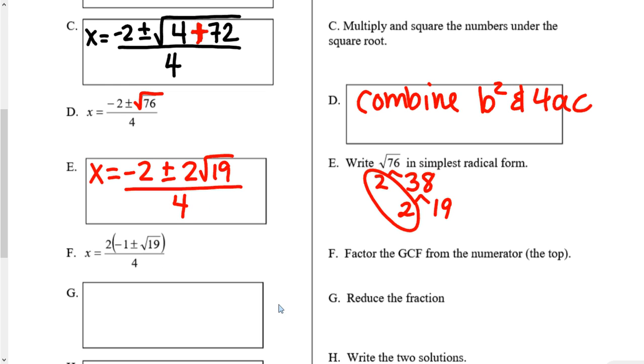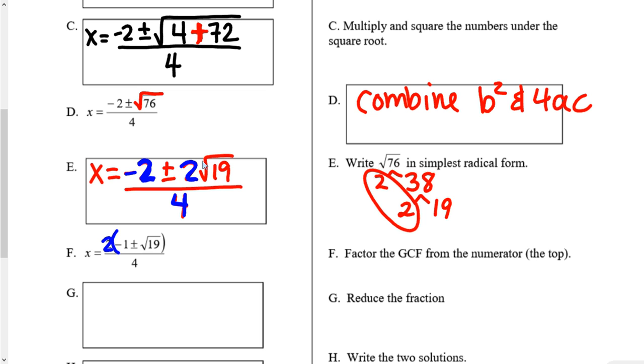So because I have 2's on the outside of the square root in my first term and on the bottom, I can do some reducing here. I can take 2 as the GCF of the top and pull it out in front. If I pull that out, this -2 that was first will become a -1.